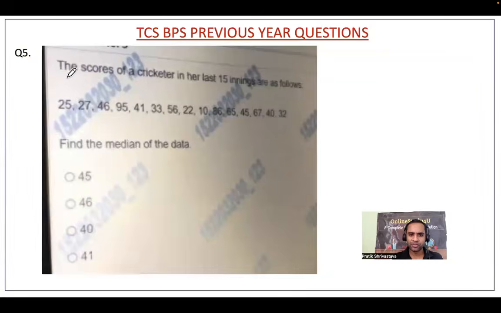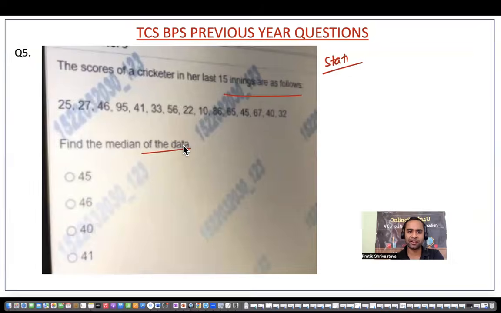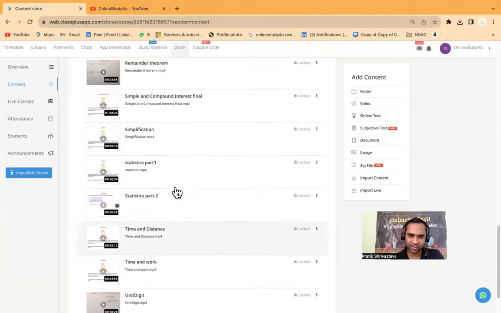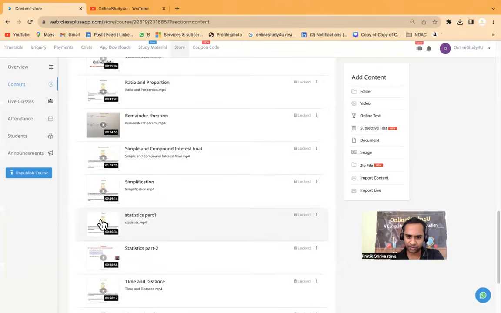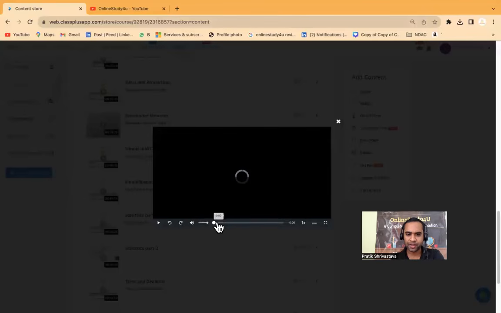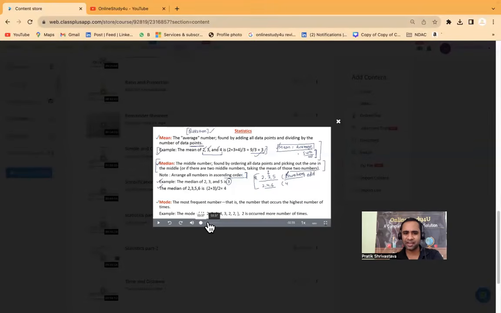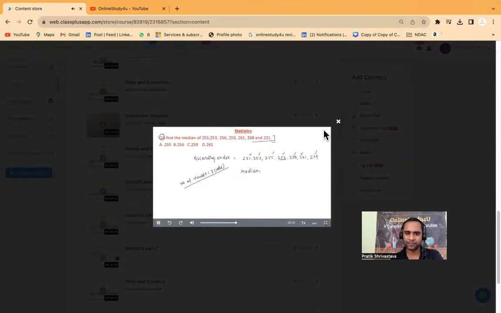Next, friends, this is a problem from statistics, okay? The scores of a cricketer in her last 15 innings are as follows. Find the median. Statistics has also been covered in 2 videos, statistics part 1 and part 2. If you go and watch, there is mean, median, mode, many questions, standard deviation, variance, with so many examples covered.